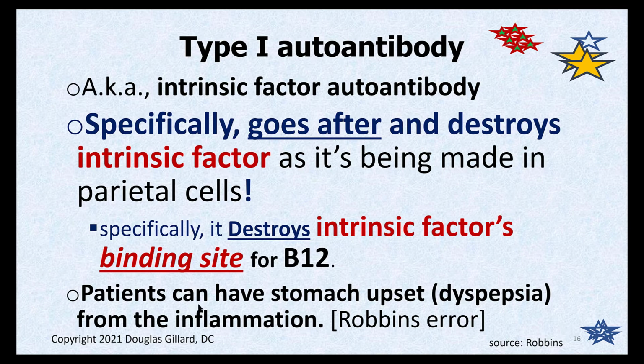This is new. This is an error that used to be in Robbins that I caught. So Robbins said there was no stomach upset, but I double-checked this. This is not true, and it doesn't make sense because this is an autoimmune attack against the parietal cells. Even though it's not the proton pumps, it's still the parietal cells, so that can cause inflammation of the stomach. So patients can have stomach upset, which is called, what's that word? Dyspepsia? Dyspepsia from the inflammation.